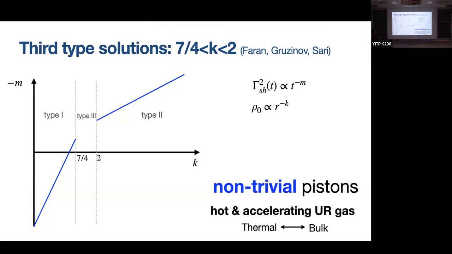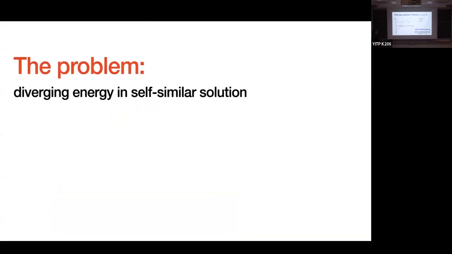And the reason is that we're dealing with an ultra-relativistic gas that is initially hot. And this hot gas is also accelerating, and it's accelerating because there is exchange between thermal energy and bulk kinetic energy. So these pistons will not move at constant velocity. We cannot say that the shock wave moves at constant velocity because there is a piston. There will be some kind of a non-trivial dynamics due to this hot and relativistic accelerating piston. And this is a problem we were trying to solve.